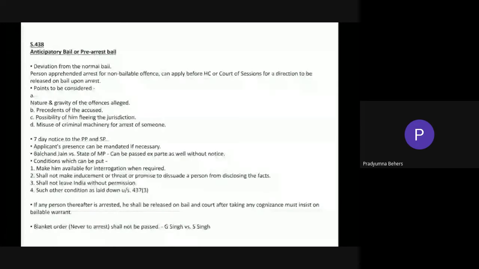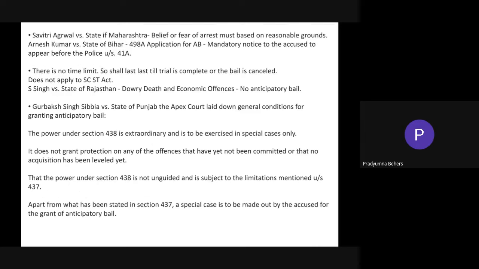In Gurbaksh Singh, that is Gurbaksh Singh versus S. Singh case, there was an observation that a blanket order, that is, never to arrest an order, such an order cannot be passed. That is, an accused cannot say that an order may be passed by the court granting me an immunity that I will never be arrested in any case. It will only be case specific, and the accused has to make out the specific case, how he is apprehending an arrest in a non-bailable case. In each case, and on its merit, an anticipatory bail can be granted.